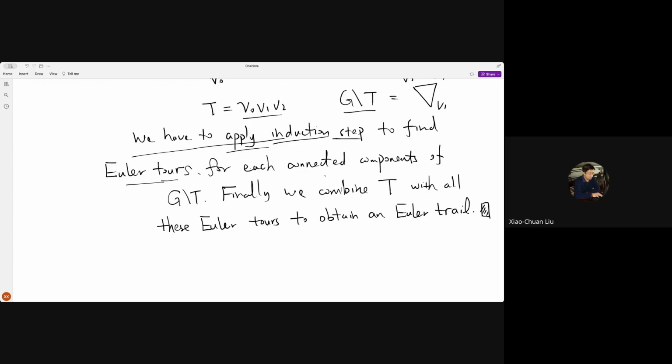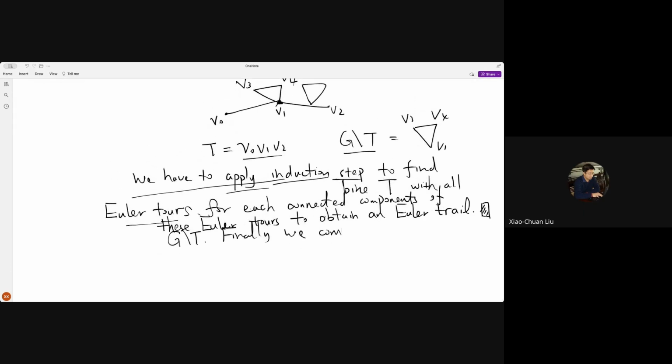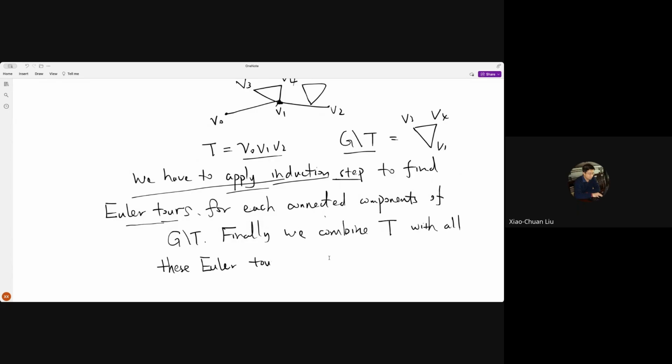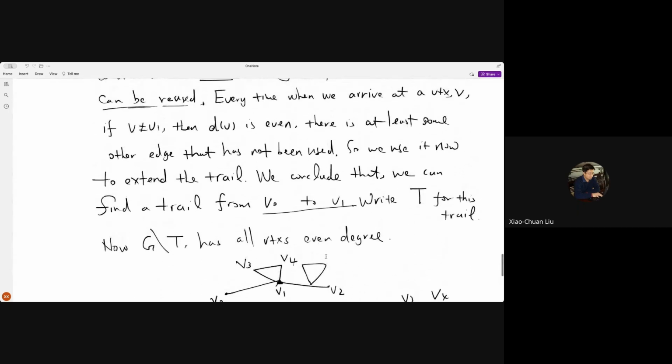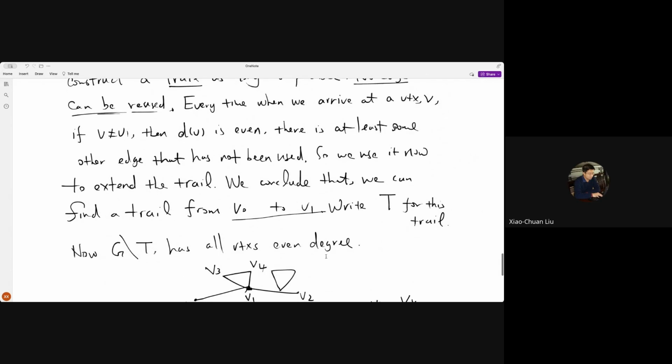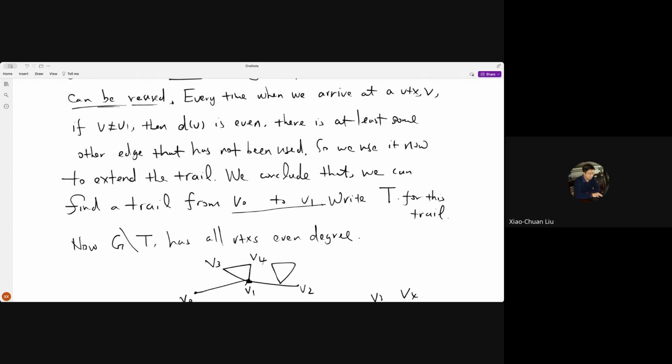Okay, so this process only gives you a trial, which we call T. It satisfies the following: it starts with V0 and ends at V1. This is okay, but it's not necessarily an Euler trial because maybe it does not cover several edges.